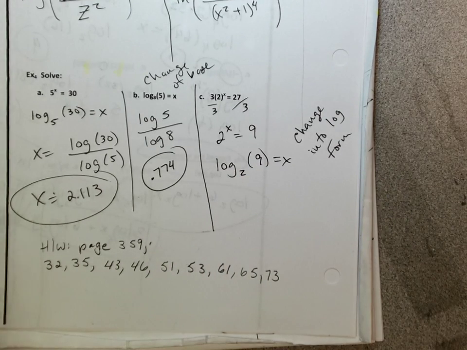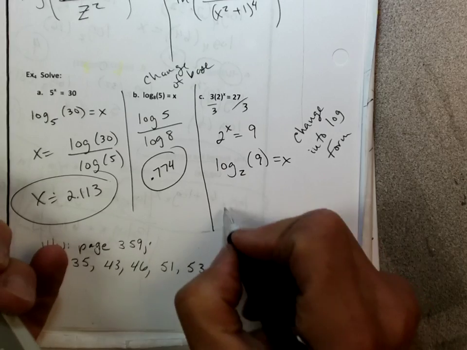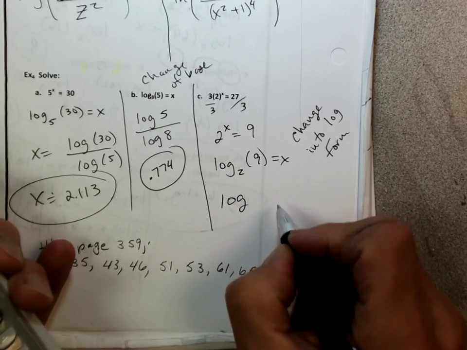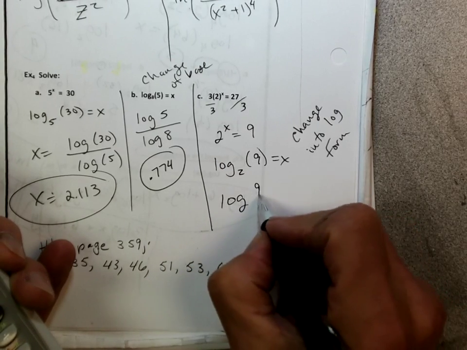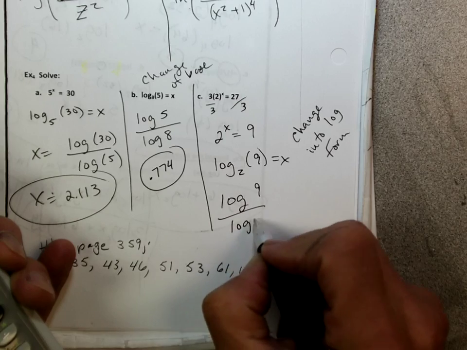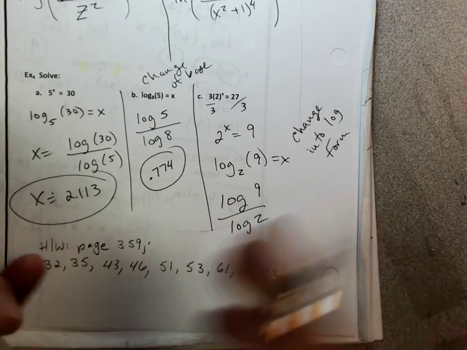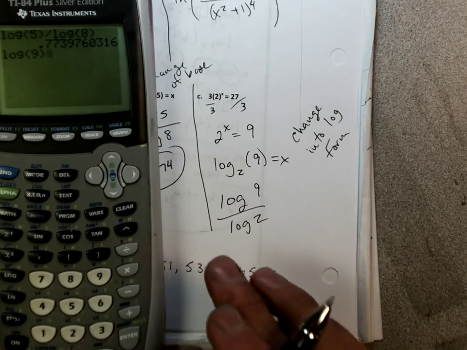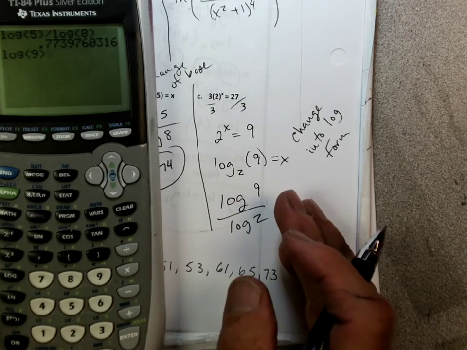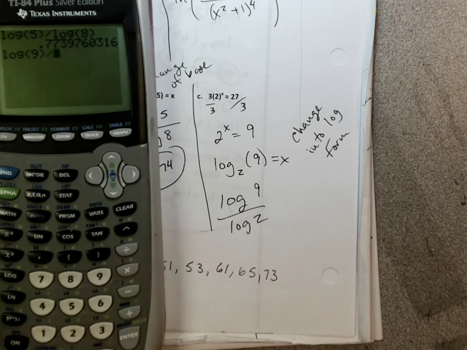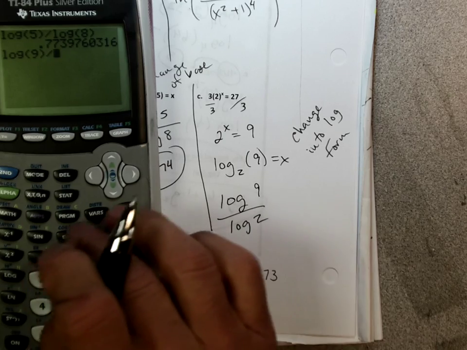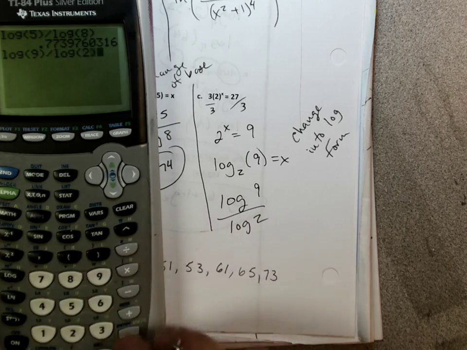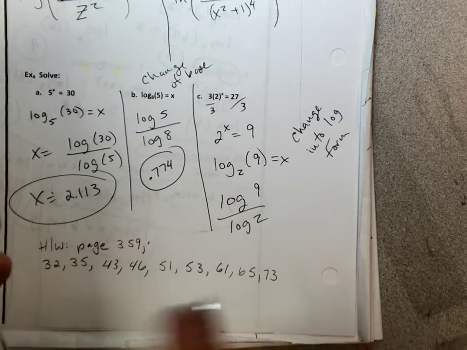We can't do base 2 on a calculator, so we want to change it to a calculator base. Log of 9 divided by log of 2. That's all we've got to do. And log 9, close your parentheses. If you don't close your parentheses, you're going to get a weird answer. Divided by log 2, and I get an answer of about 3.17.